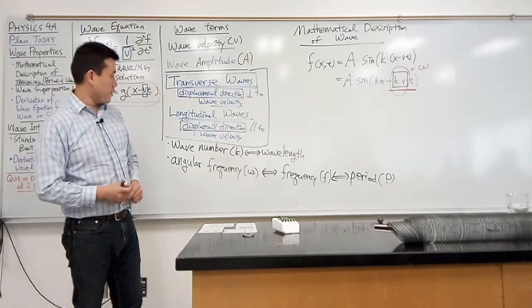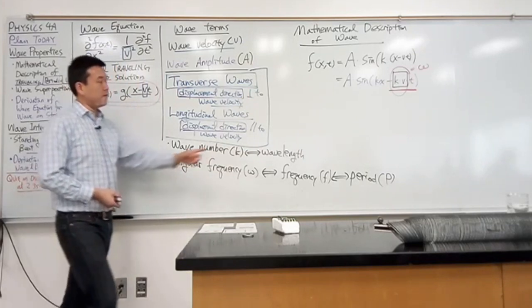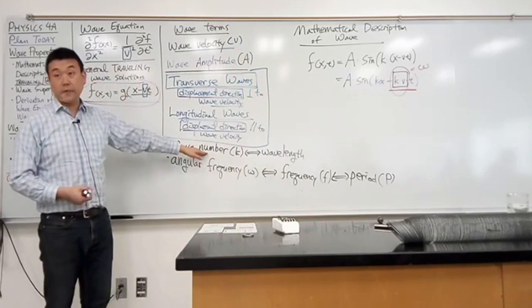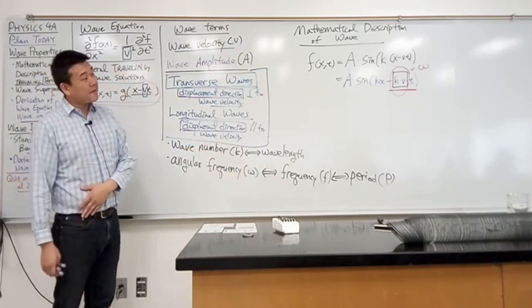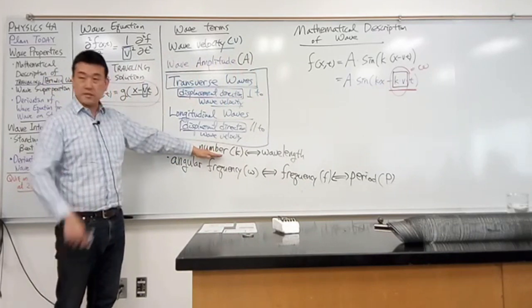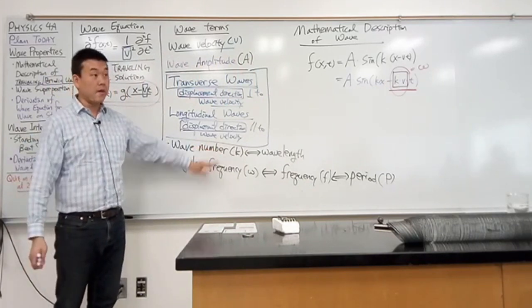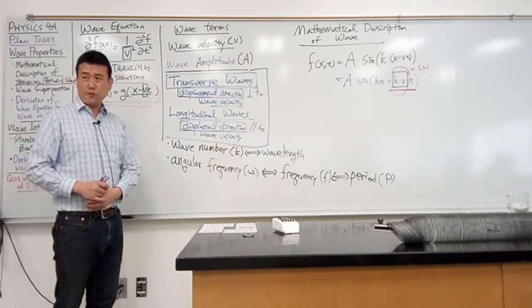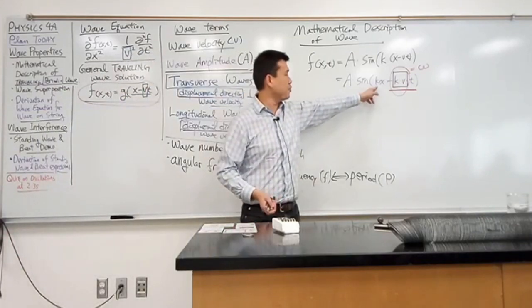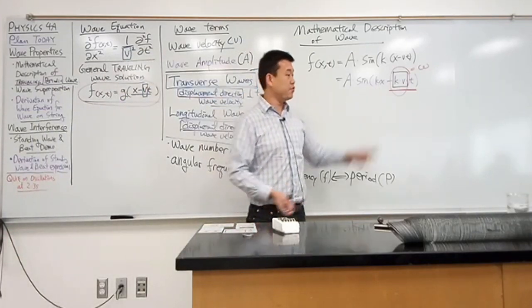Let me write down one more thing. So I said this constant k here, that's something called a wave number. And if you're trying to write down a simple looking expression, wave number is actually the most useful quantity to work with. But it's not the most intuitive quantity. For one, any guesses what the unit of k is? What should be the unit of k?